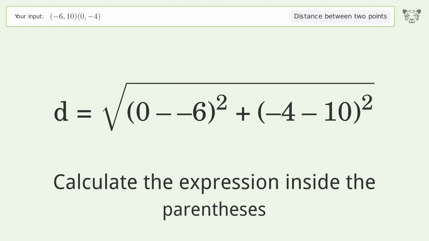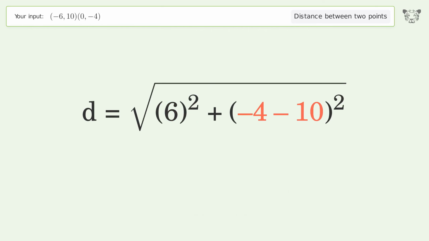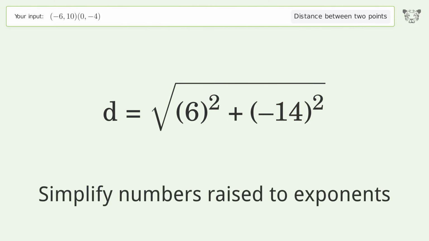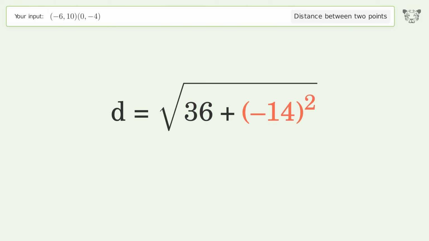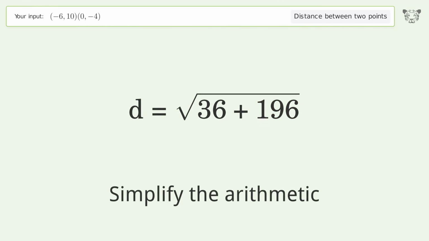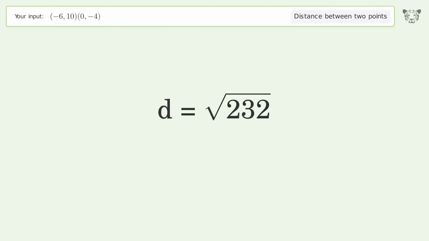Calculate the expression inside the parentheses. Simplify numbers raised to exponents. Simplify the arithmetic. And so the distance between the 2 points is the square root of 232, or 15.232.